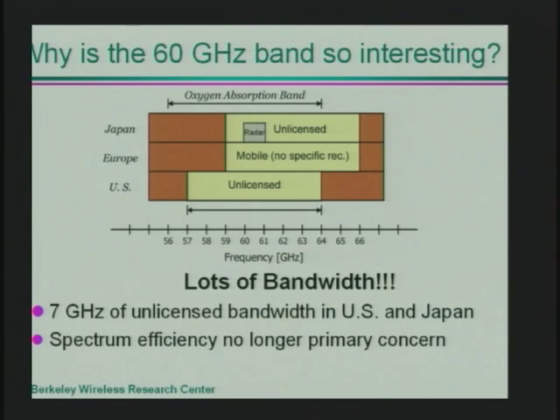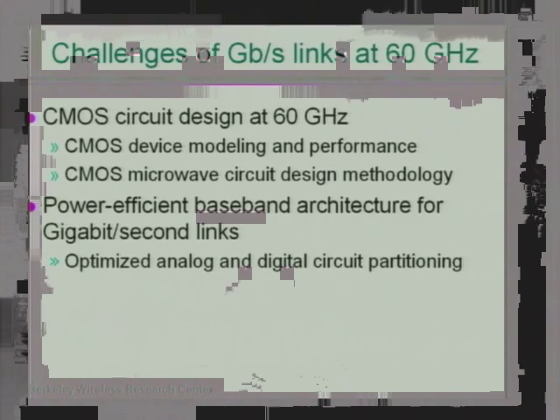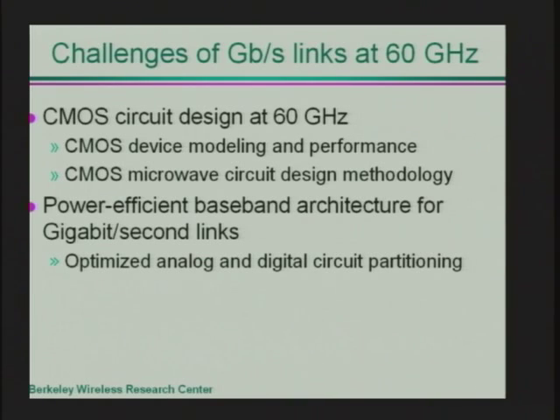So lots of bandwidth. And the other nice news about lots of bandwidth, that's available all over the world. You go to Japan, you go to Europe, you go to the US. Every one of those areas has basically that spectrum available. So no regulation problems here. So the challenge is really, however, designing at 60 gigahertz. It's really pushing the boundaries. It used to be that 5 gigahertz radios were hard. And now suddenly we're talking about 60 gigahertz CMOS radios.